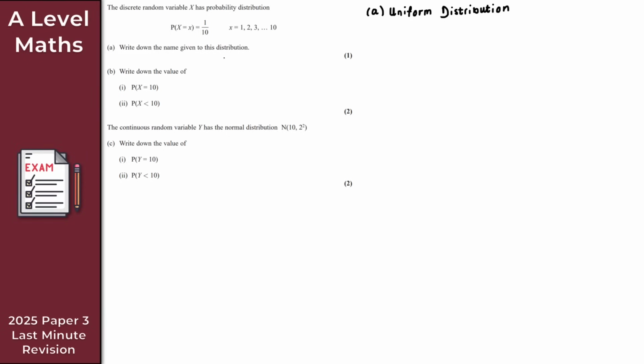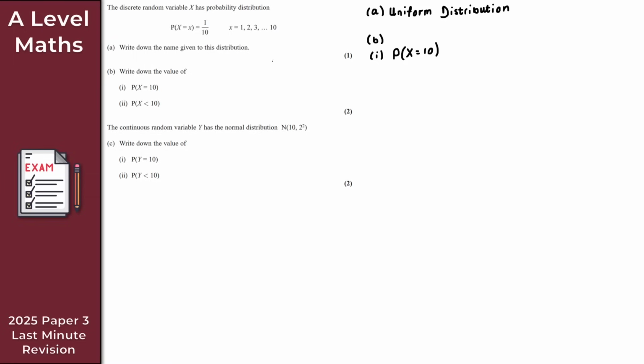So we then have part B here. For part B, it says write down the value of the following probabilities. For B part 1, we have the probability that x, our random variable, is equal to 10. I'm hoping you can do this without drawing the actual probability distribution table, because obviously we've got 10 possible outcomes, so it's going to be quite a long table.